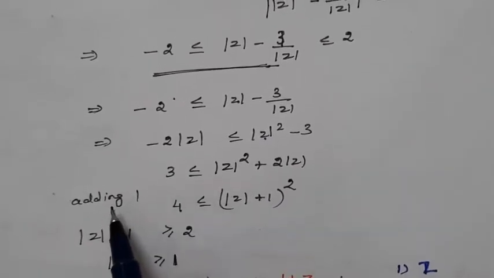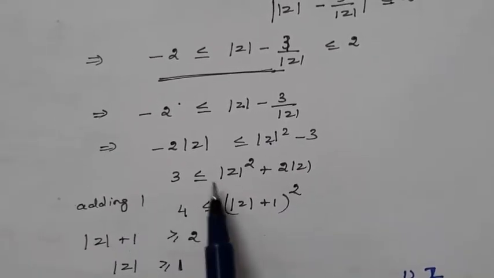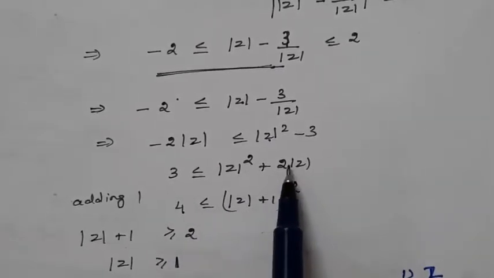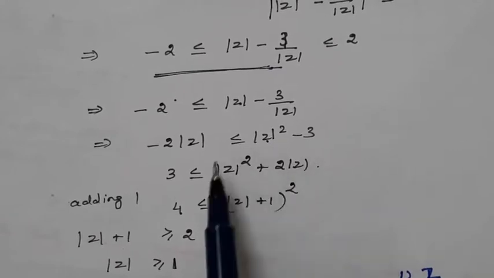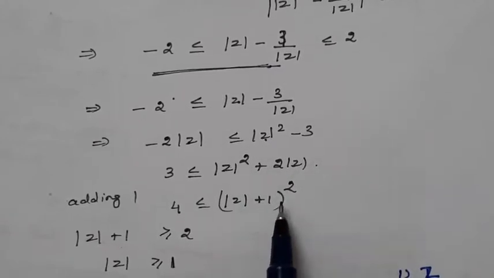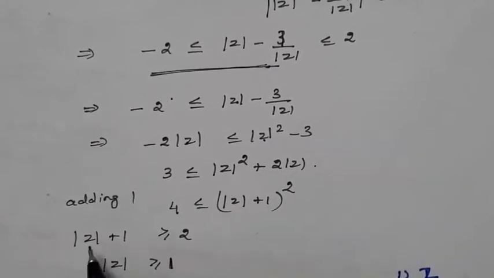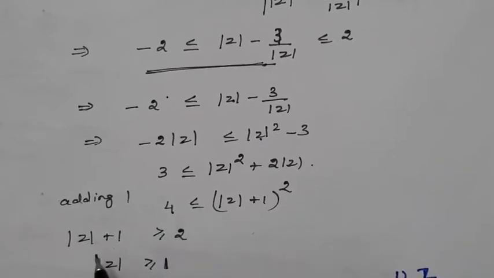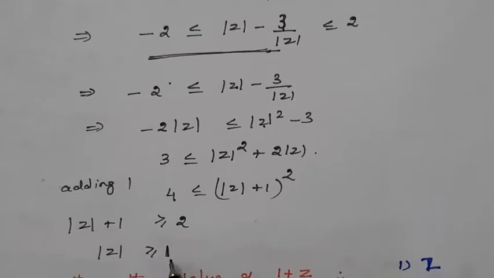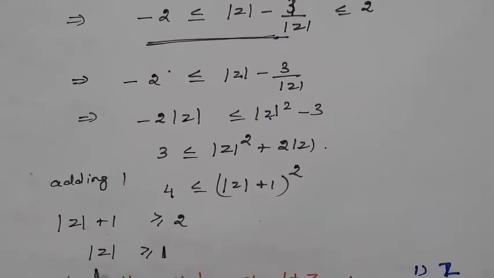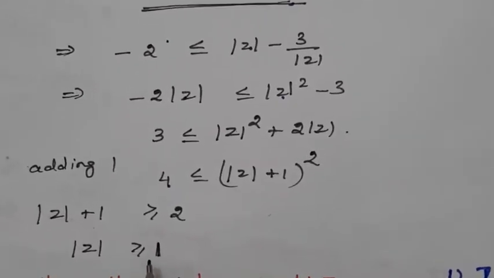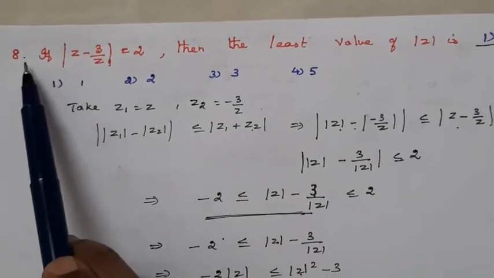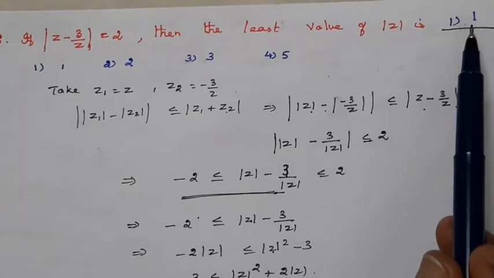So let us add 1 on both sides. So adding 1, we have 4 is less than or equal to modulus of z squared plus 2 into modulus of z plus 1, which is nothing but modulus of z plus 1 the whole square. So taking square root, we have modulus of z plus 1 is greater than or equal to 2, or modulus of z is greater than or equal to 1. So what is the least value of modulus of z? 1, which is nothing but the first option. So the answer for the 8th question is option number 1.